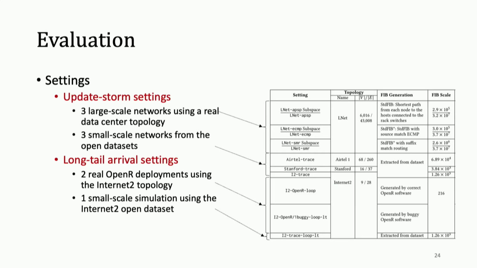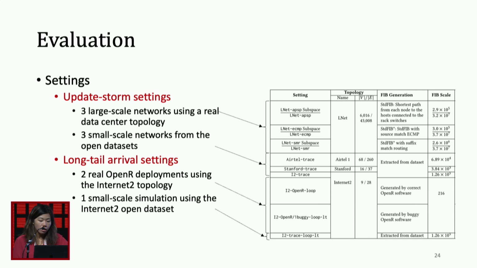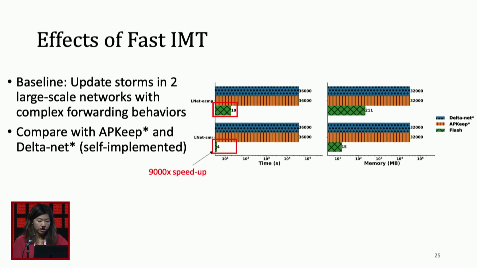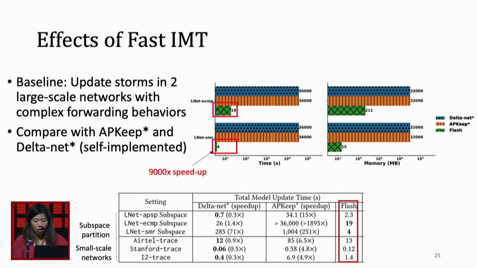Okay. So we perform evaluations on 3 large networks using real data center topologies. We also test on open source software as our agent. I want to quickly show you some of these evaluation results. We compare against the 2 latest works, APKeep and DeltaNet, and test update storms. Overall, the existing work cannot finish in over 10 hours, but our work can finish within 19.4 seconds. So this is a 9,000 times speedup.